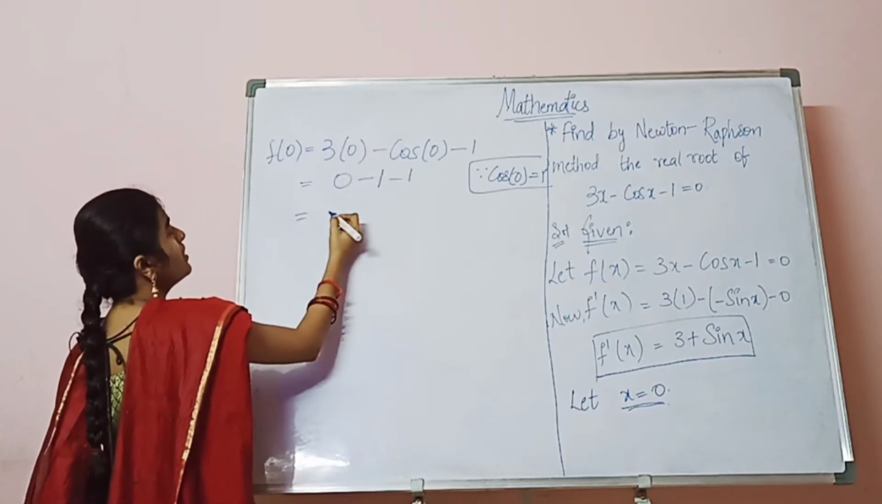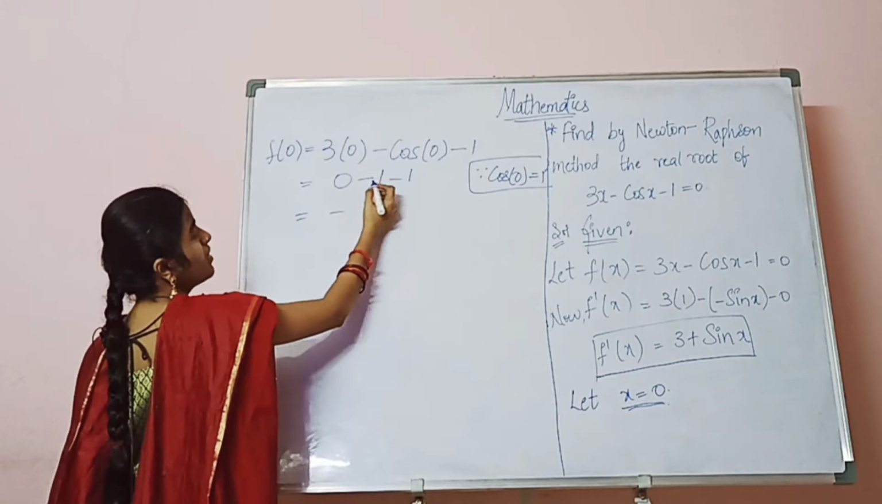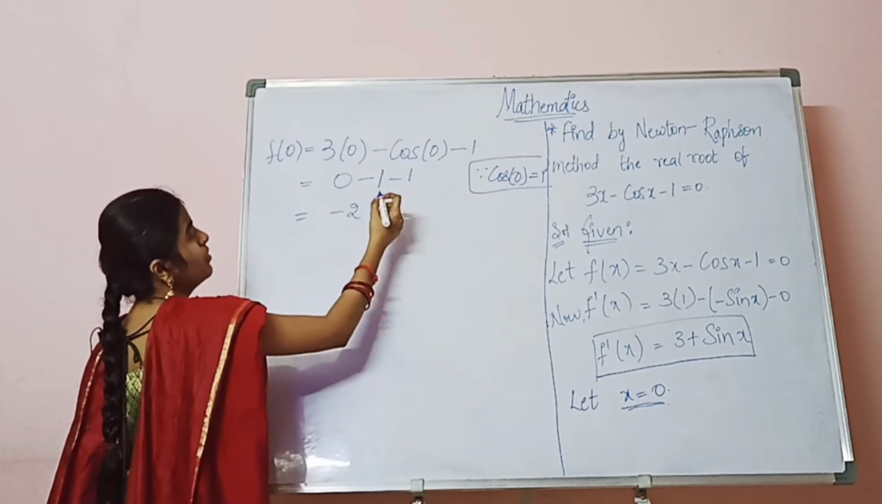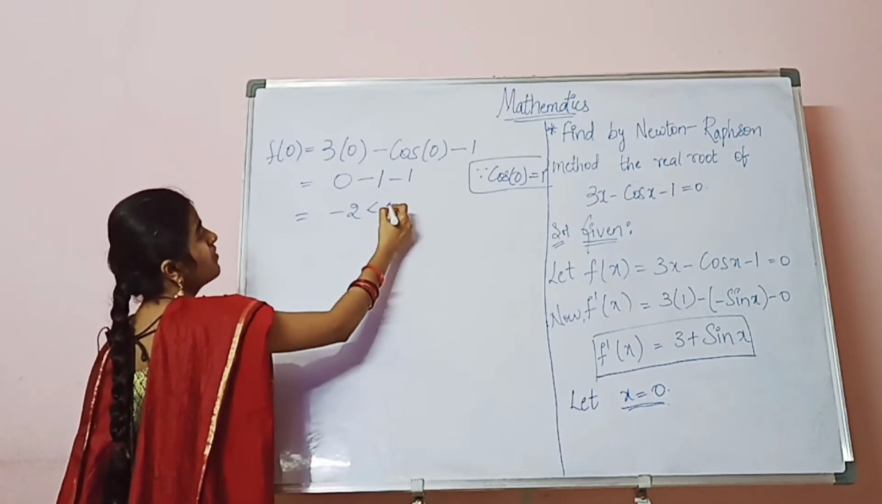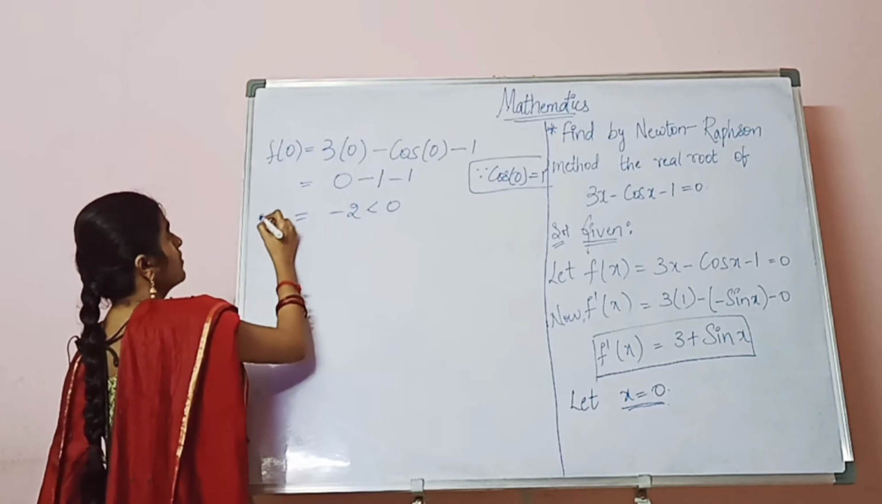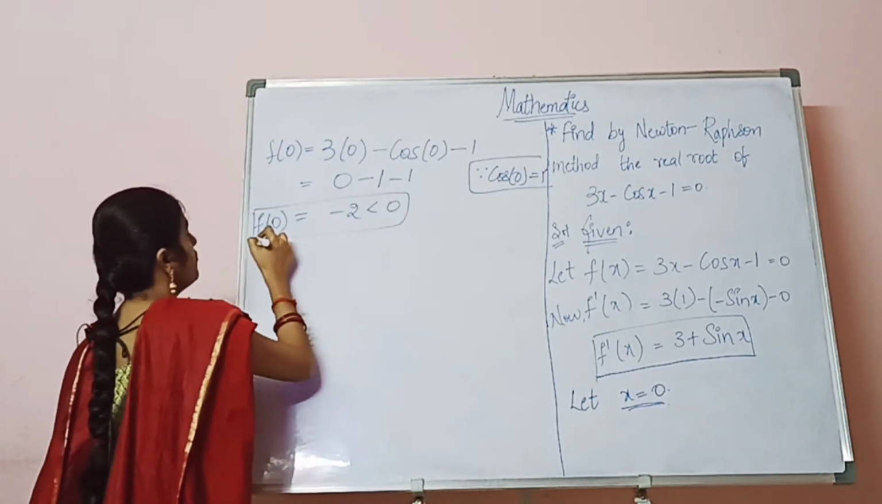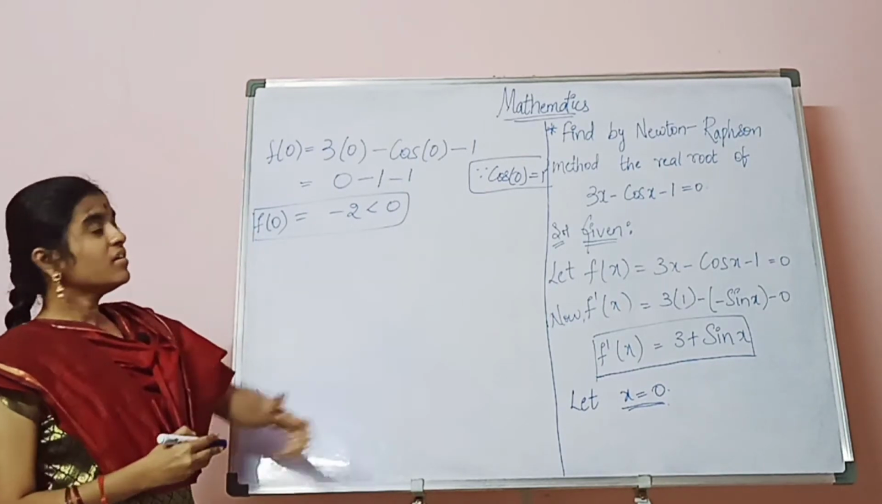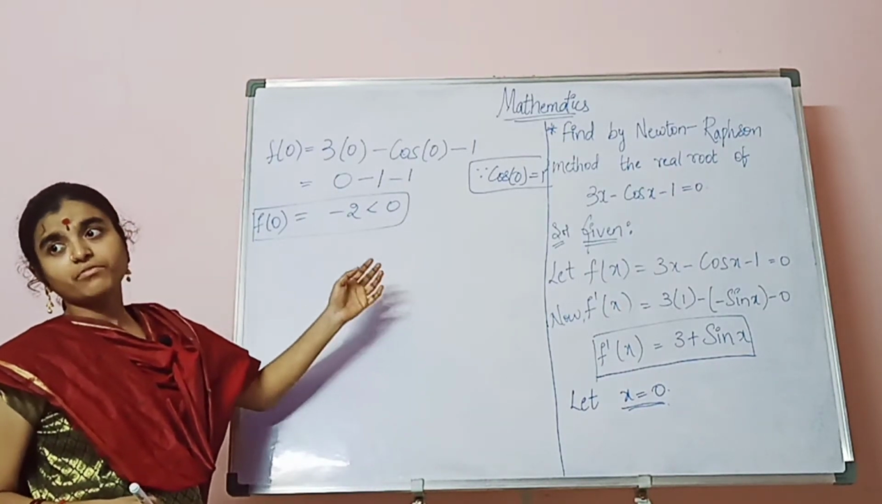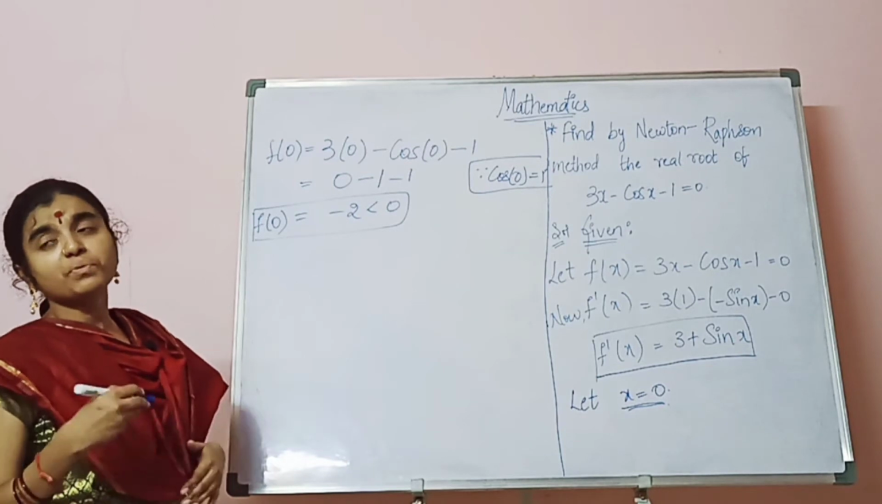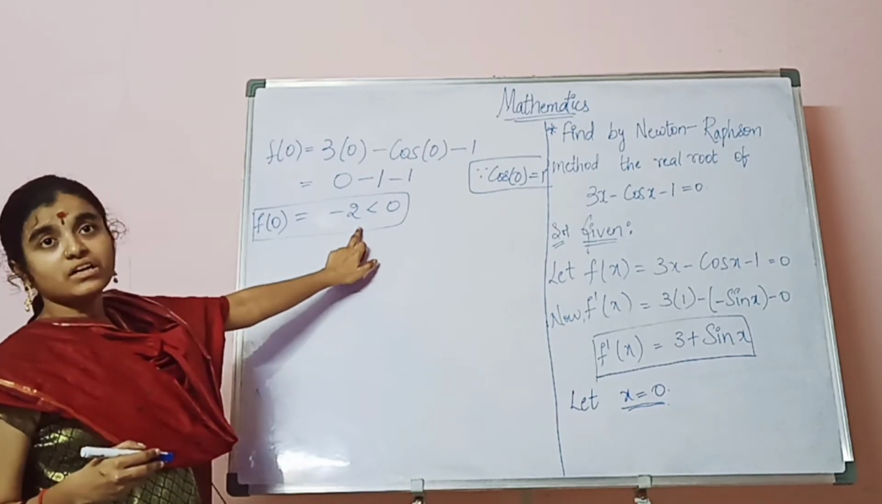Now what will we get here? Minus 1, minus 1, minus 2, which is less than 0. So this is the value of f of 0. Now, for finding the real roots, one value should be less than 0 and one value should be greater than 0. Now we got the less than value.